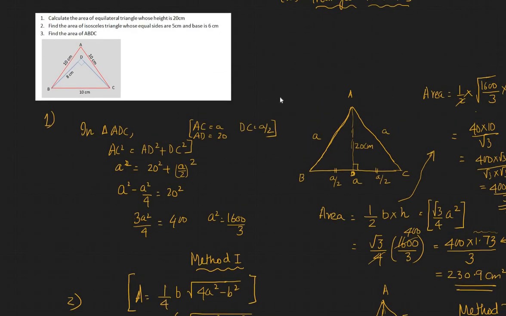So you've been asked to find the area of ABDC, which is basically this area. So you've been asked to find this area, and we know that this is 10 and this is 10 and this is also 10. So it looks like an equilateral triangle, and you need to find the area of the shaded part, right? So let's do this one.